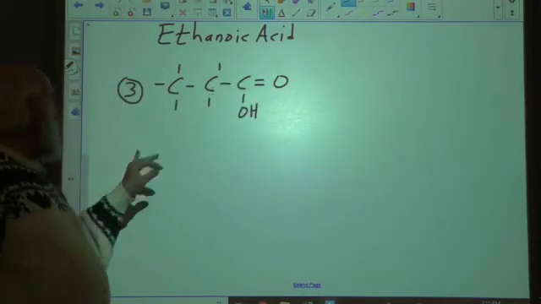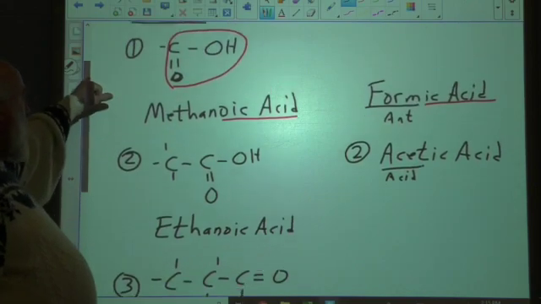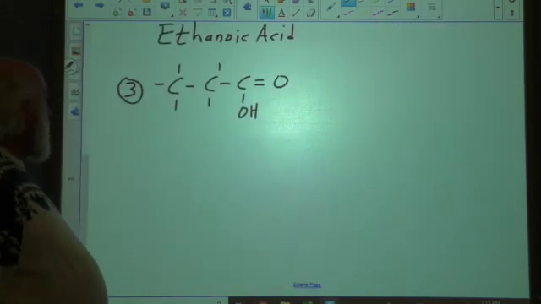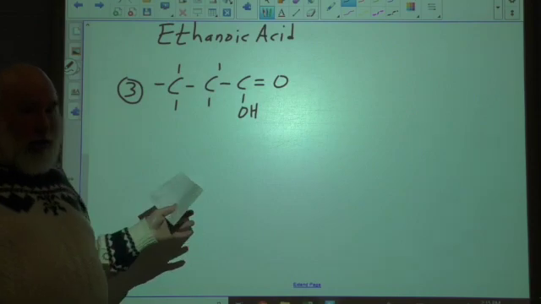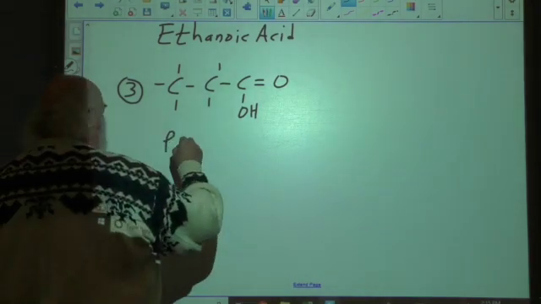Because you have 4 lines on the carbon, it can't get any more. You can't figure this out. No. Propane, longest continuous chain. This is pentanoic acid.